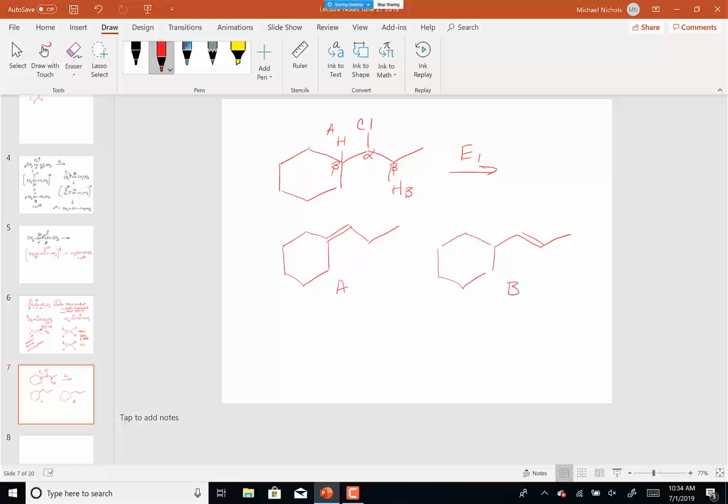Okay, how many alkyl groups are attached to the double bond in A? Give me a number. 3. So again, if you don't know, draw in the hydrogens and subtract the hydrogens from 4. So there's 3 alkyl groups attached to the double bond in A. How many in B? 2. So which one's more substituted? A. A's more stable.